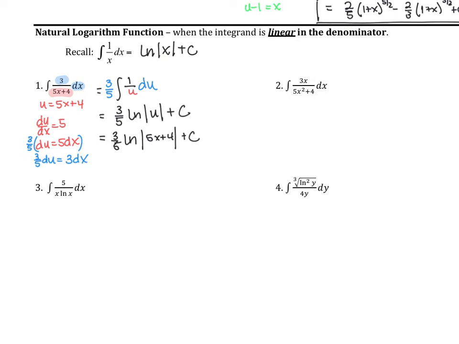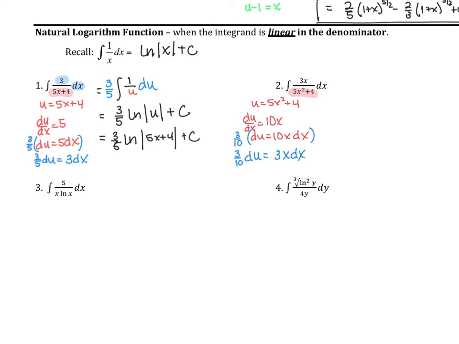Okay, hopefully you had a chance to try this, and looking at this problem, hopefully you let u be 5x squared plus 4, and therefore du/dx equals 10x. That's not what I want. I want 3x. So let's rewrite this: du equals 10x dx. Now let's multiply both sides by 3/10. So we get 3/10 du equals 3x dx.